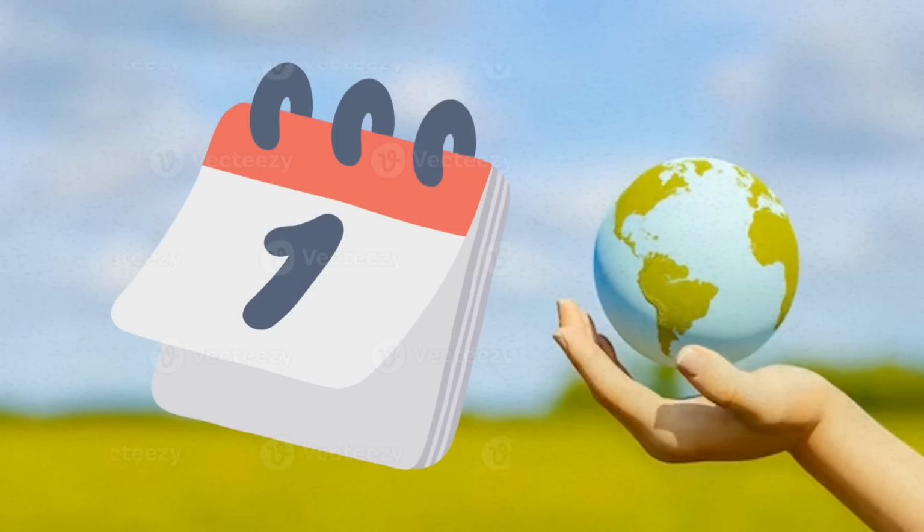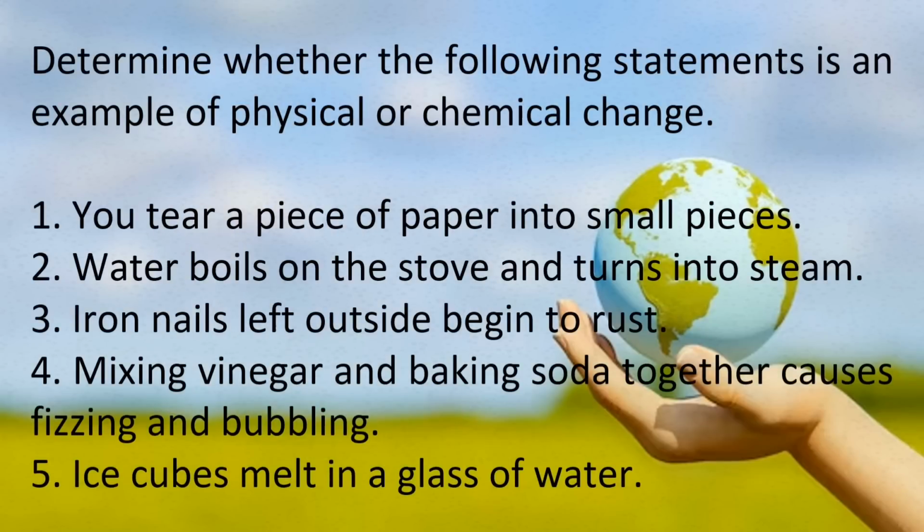Okay, so let's start our day 1. We have some quick review for this lesson. Determine whether the following statements is an example of physical or chemical change. Number 1, you tear a piece of paper into small pieces. So it's physical change, alright? Because you just tear the pieces of paper, but still you call it paper.